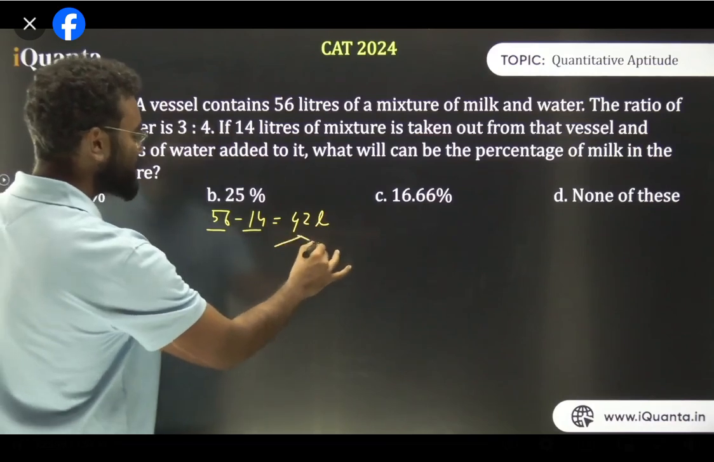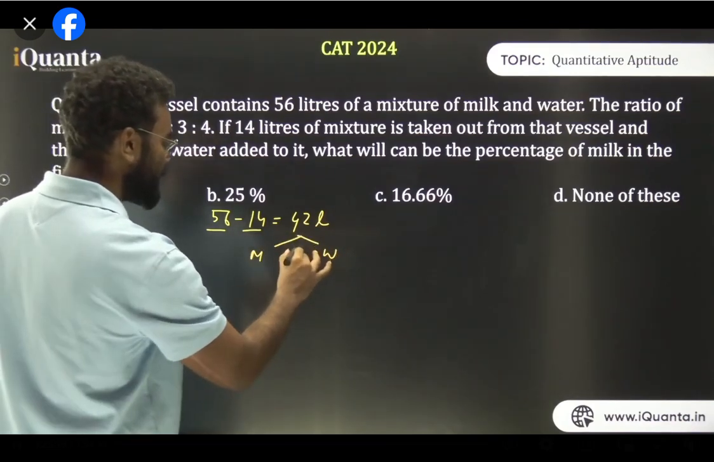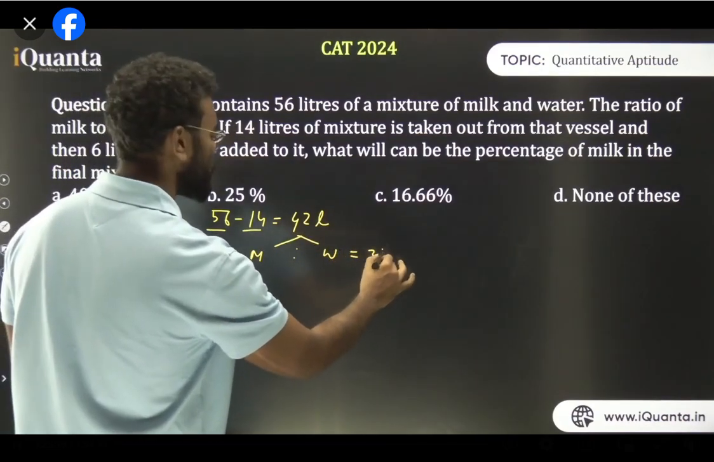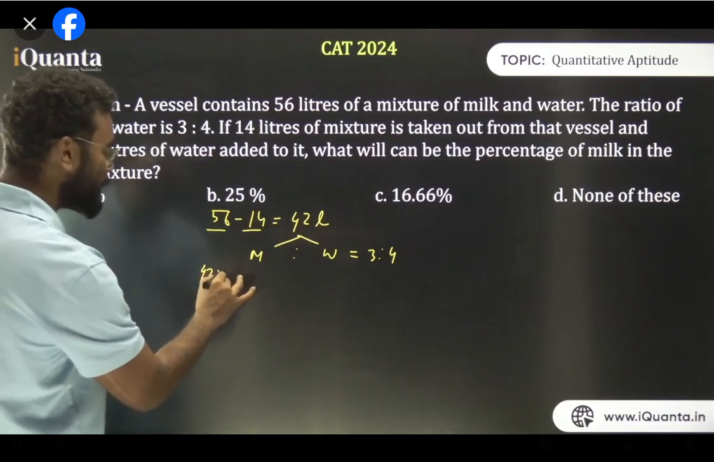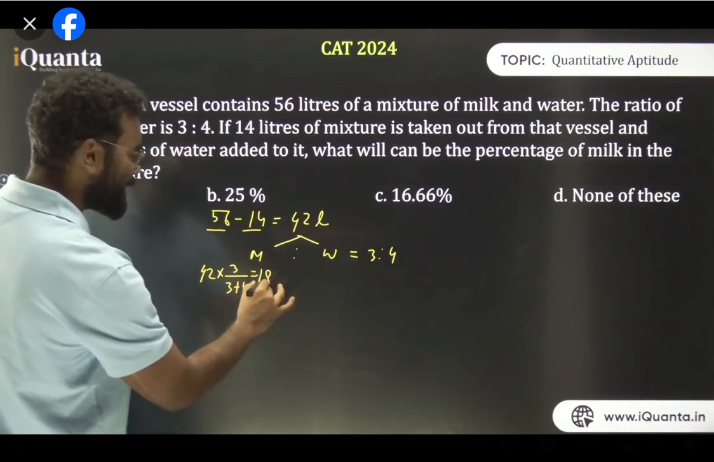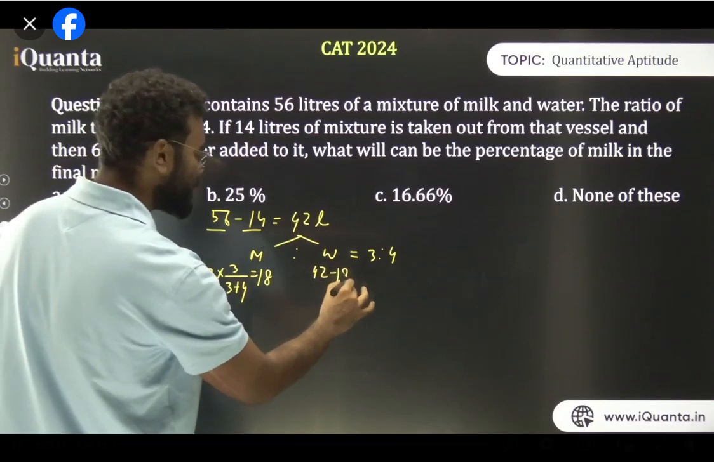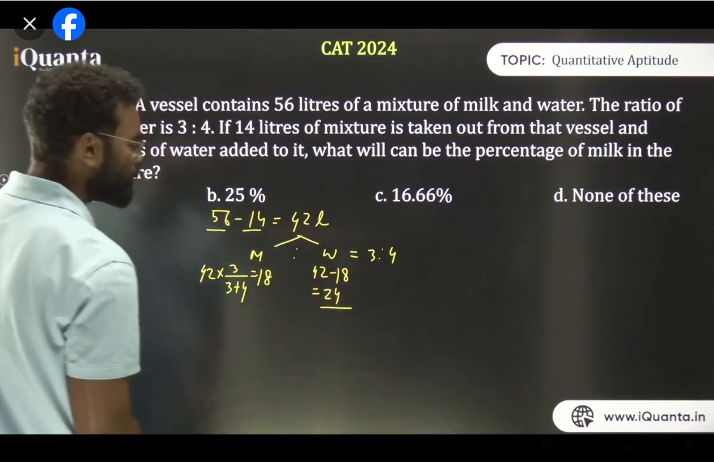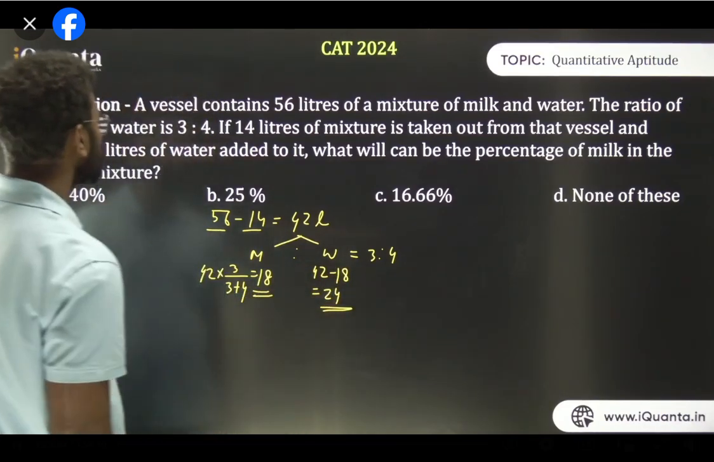In this 42 liters, what is the amount of milk and what is the amount of water? The ratio is basically milk to water is 3:4. So the amount of milk is 42 into the proportion of milk, that is 3 upon 3 plus 4, which is 7 6s are 42, that is 18. And what is water? That is 42 minus 18, which is 24. So 18 is the milk, 24 is water, 3:4, right?